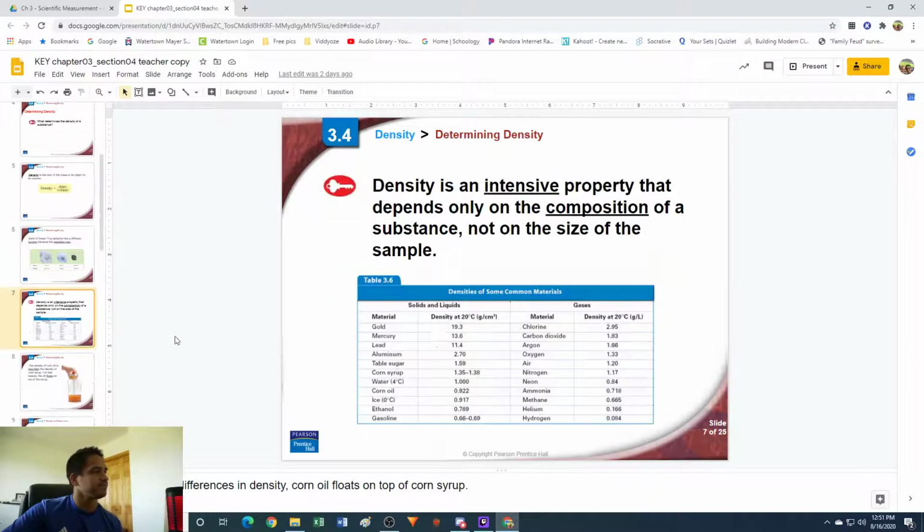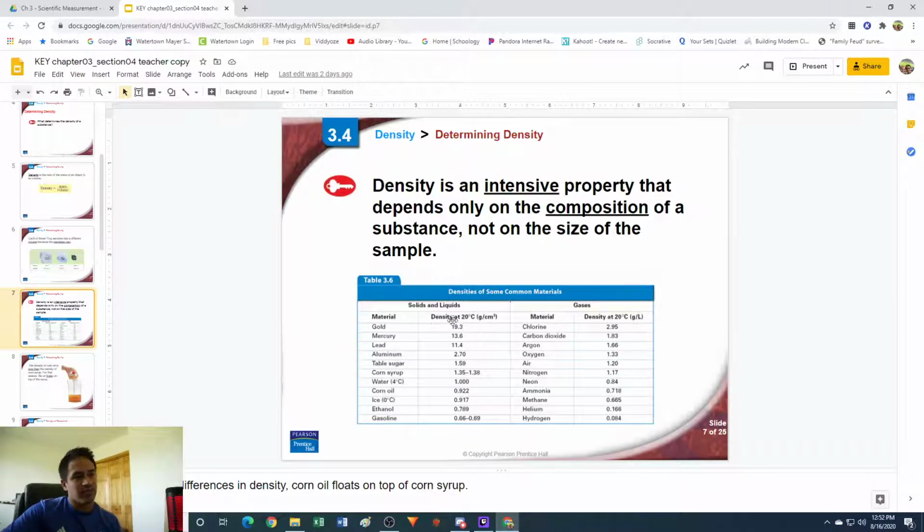Okay. Now, density is an intensive property. So to remind ourselves, that was something we learned about in the first chapter in this course. But an intensive property means that it is dependent on the composition of the material, not the size of the material. So this here has a table that shows just the different densities of a lot of different materials.